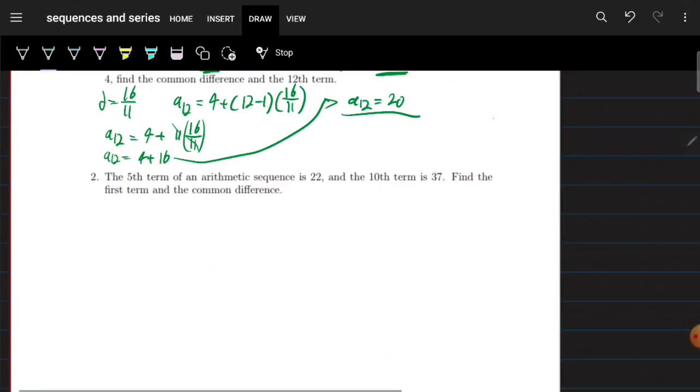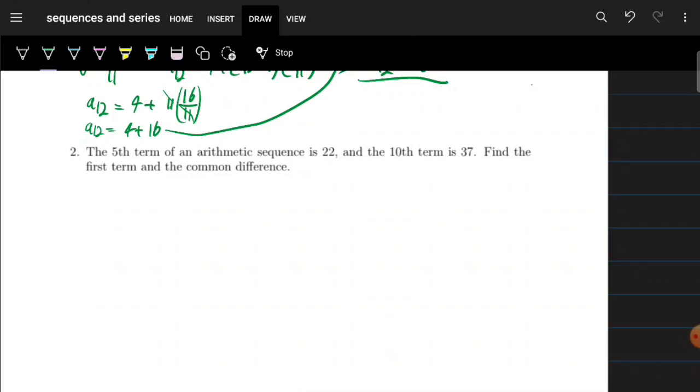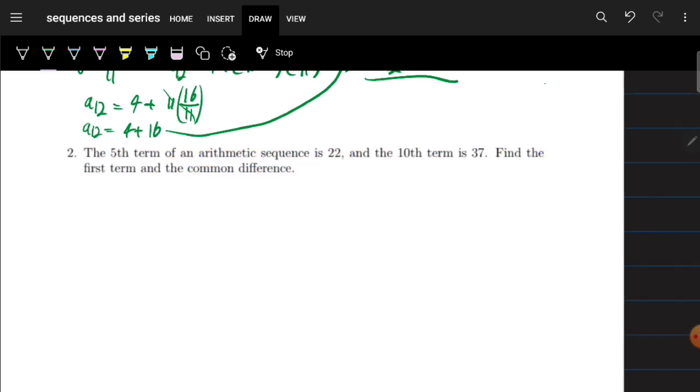All right, and that brings us to the last problem of the day. This one is a little bit simpler. It says the fifth term of an arithmetic sequence is 22 and the 10th term is 37. Find the first term and the common difference. We've already done a problem similar to this, so it should be familiar.